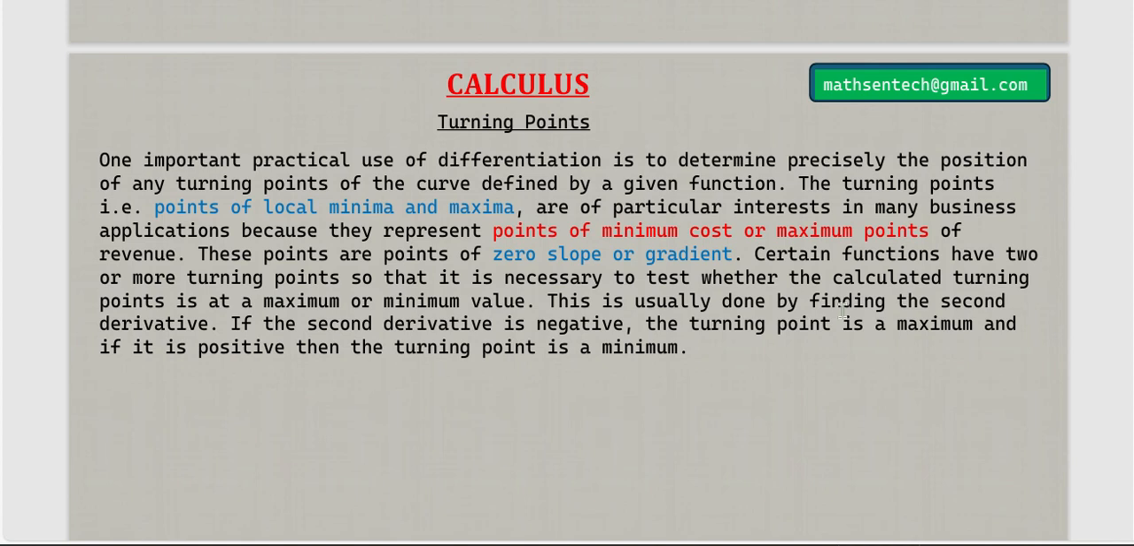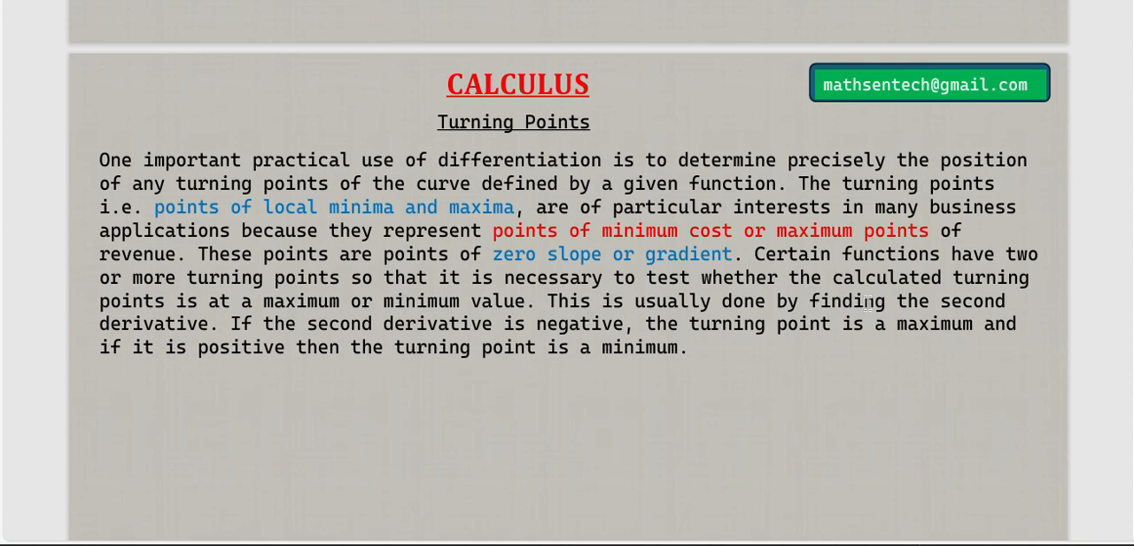So the turning points, that is points of local minima and maxima, are of particular interest in many business applications because they represent points of minimum cost or maximum points of revenue. These points are points of zero slope or gradient. Certain functions have two or more turning points, so it's necessary to test whether the calculated turning point is a maxima or a minimum value.